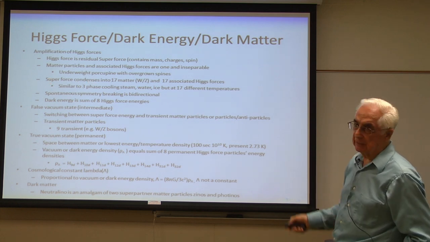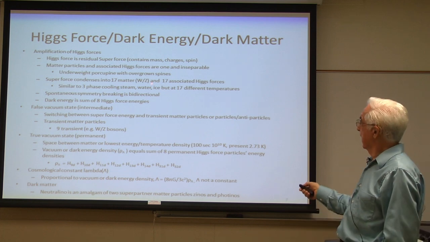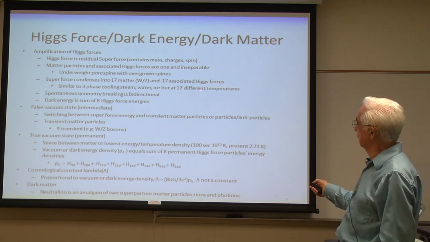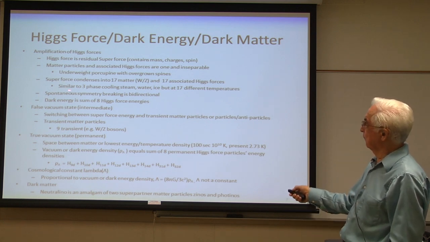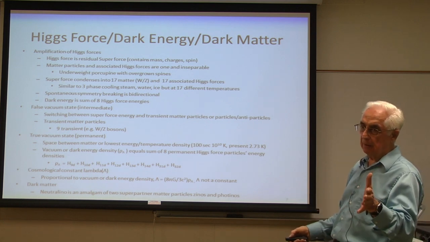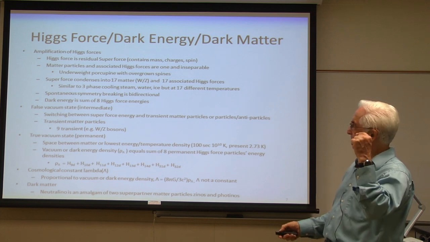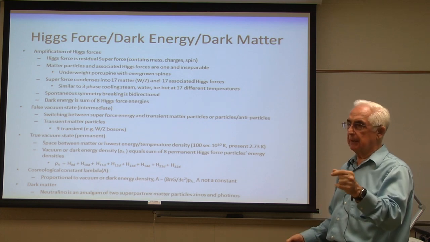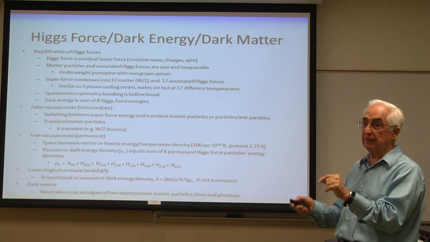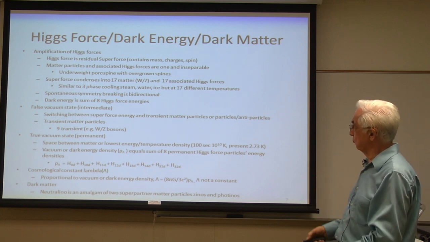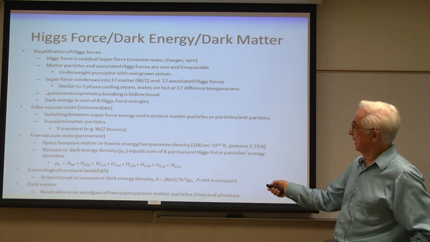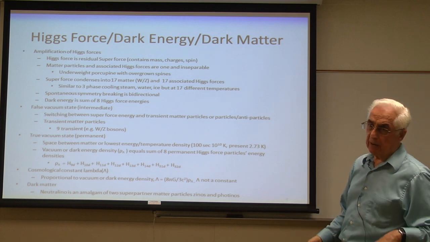Superforce condenses into 17 matter particles and their 17 associated Higgs forces at 17 different temperatures. It's very similar to the three-phase cooling from steam to water to ice, except it's the superforce that's being condensed into those 17 different matter particles and their 17 associated Higgs forces. Spontaneous symmetry breaking is bidirectional.